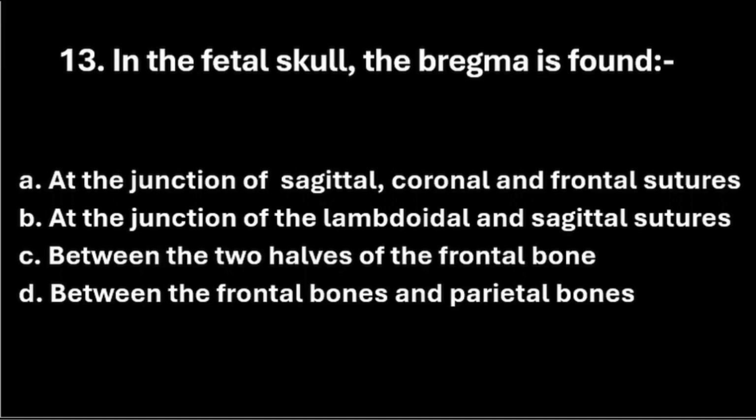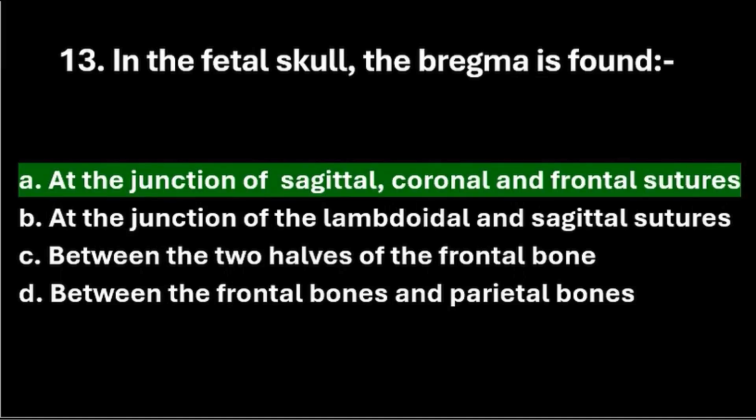Next question. In the fetal skull, the bregma is found: option A, at the junction of sagittal, coronal, and frontal suture. Option B, at the junction of the lambdoid and sagittal suture. Option C, between the two halves of the frontal bone. And option D, between the frontal bone and parietal bone. Let us go to the right answer. The right answer is at the junction of sagittal, coronal and frontal suture.